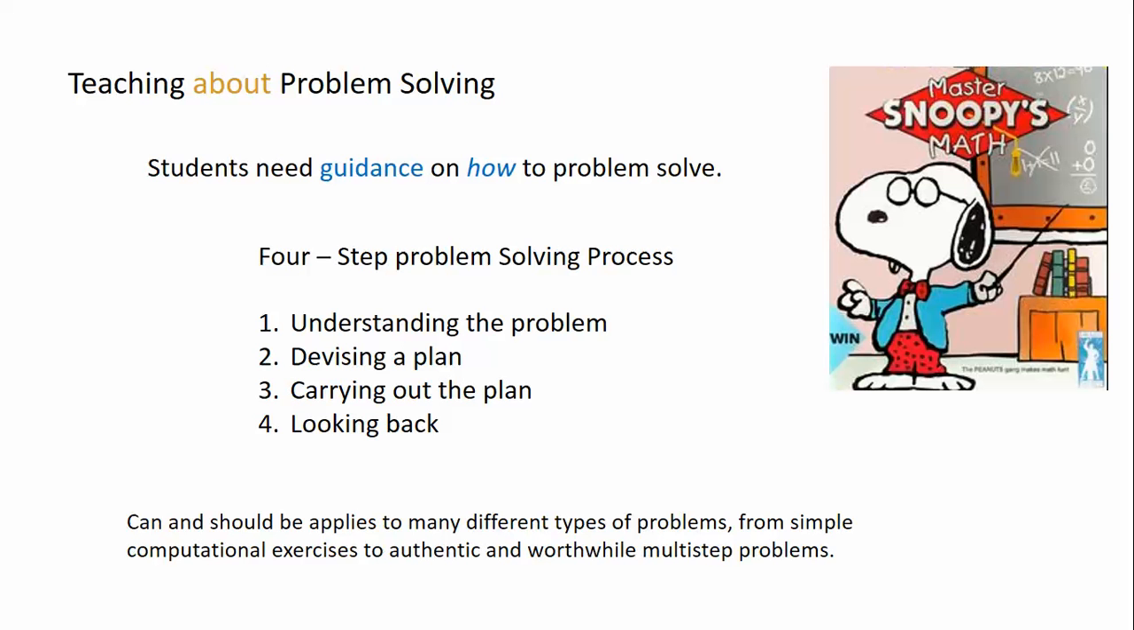And number 4, looking back. It is the final step, okay, and it is the most important. You determine whether your answer from step 3 answers the problem as understood in step 1. Does your answer make sense? If not, just loop back to step 2 and select a different strategy to solve the problem, okay?